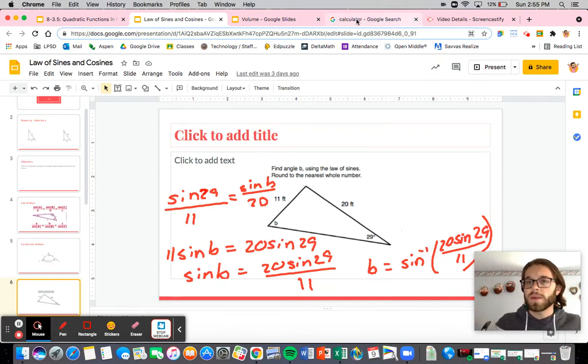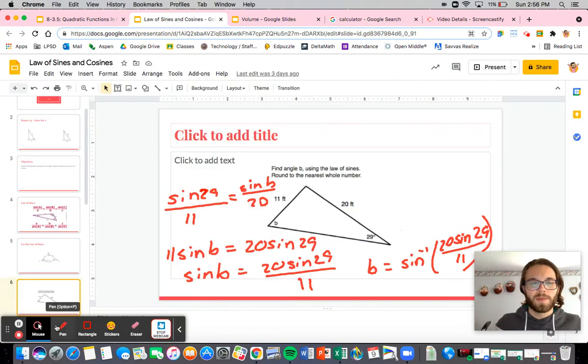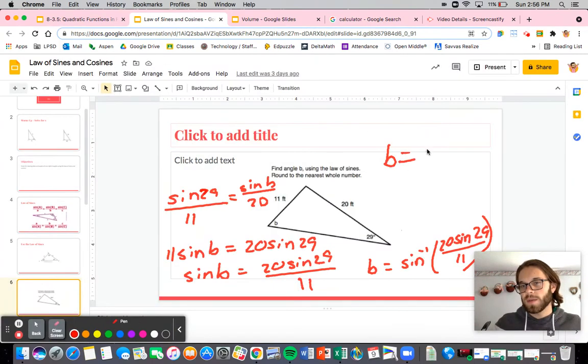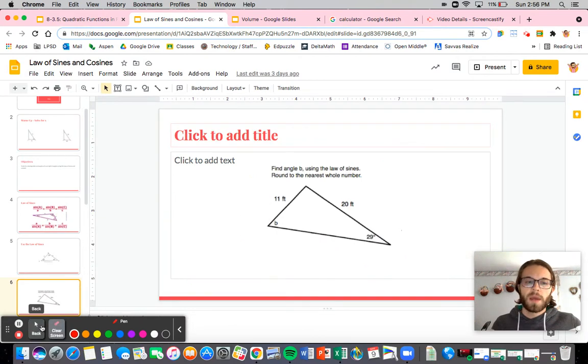All right, so our answer is going to be that this is, I just forgot the number, 61.8 degrees, 830, or 820, I should say. So we would know that B is equal to 61.820 degrees, which makes sense, right? If this is 29, you know it clearly has to be bigger. So that makes roughly sense. All right. So that is one of the processes we are going to go through.